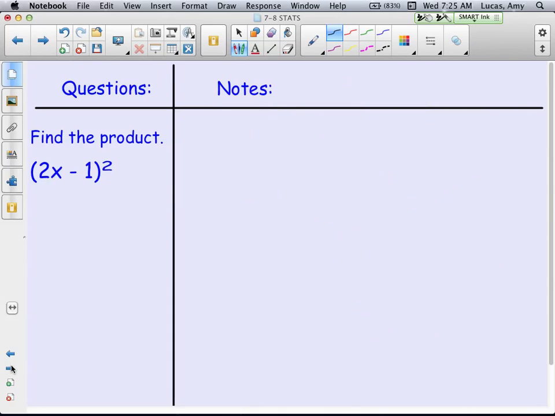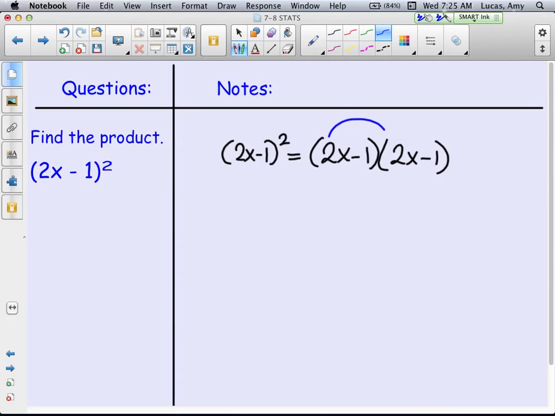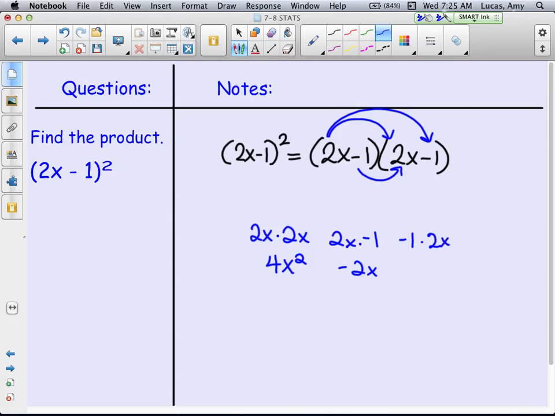Okay, the next one, find the product, 2x minus 1 squared. So again, that means 2x minus 1 times itself, FOIL. 2x times 2x for my first product is 4x squared. Outside, remember you can think about distributing when you connect them instead of the smiley face. 2x times negative 1 is negative 2x. Inside, because I've distributed the 2x, now I'm distributing the negative 1. Negative 1 times 2x is another negative 2x, and negative 1 times negative 1 is positive 1.